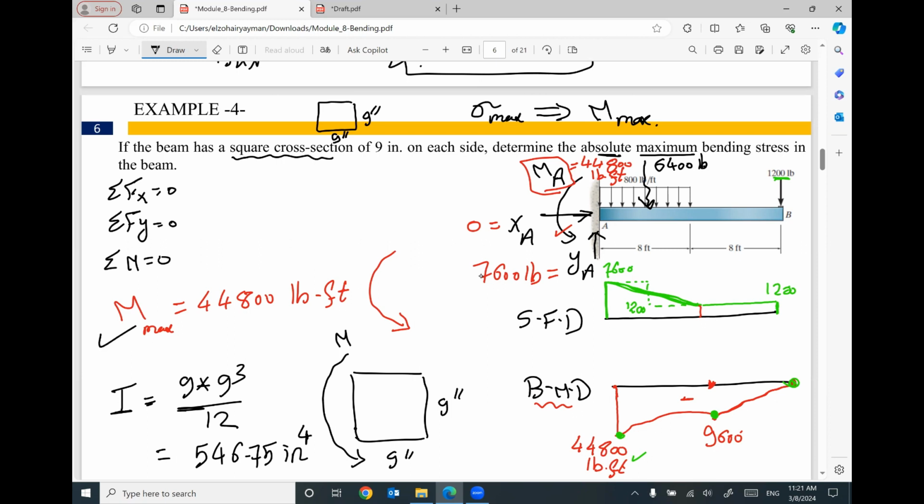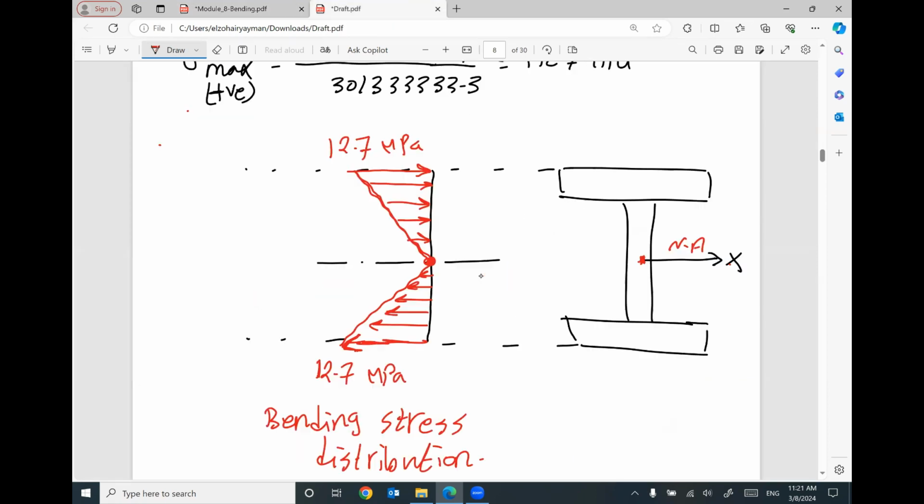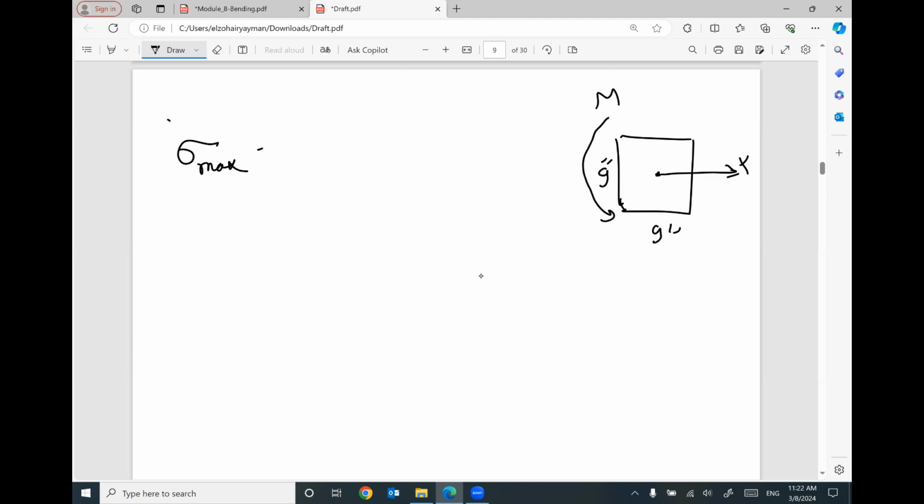Once you have your maximum moment and your moment of inertia, I can find sigma maximum. One more time, here is your cross section. Here is the centroid, here is the x-axis, this one is 9 inch, this one is 9 inch, and here is the bending moment M. For sigma maximum, this side will be tension, this side will be compression. Keep in mind, this distance c will equal 4.5 inch, and this distance c will be 4.5 inch.